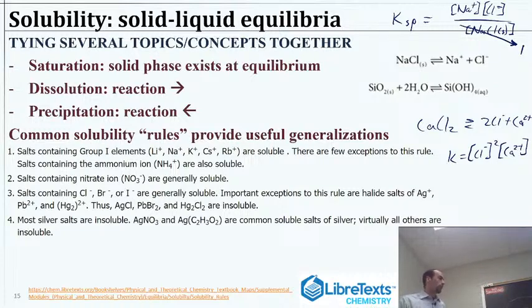Most silver salts are insoluble. So silver nitrate is an exception to the nitrate thing. And then silver acetate, C2H3O2, common soluble. Salts of silver, virtually all others are insoluble. Sorry, so that was not an exception. So those two are soluble, but almost everything else with silver is insoluble.